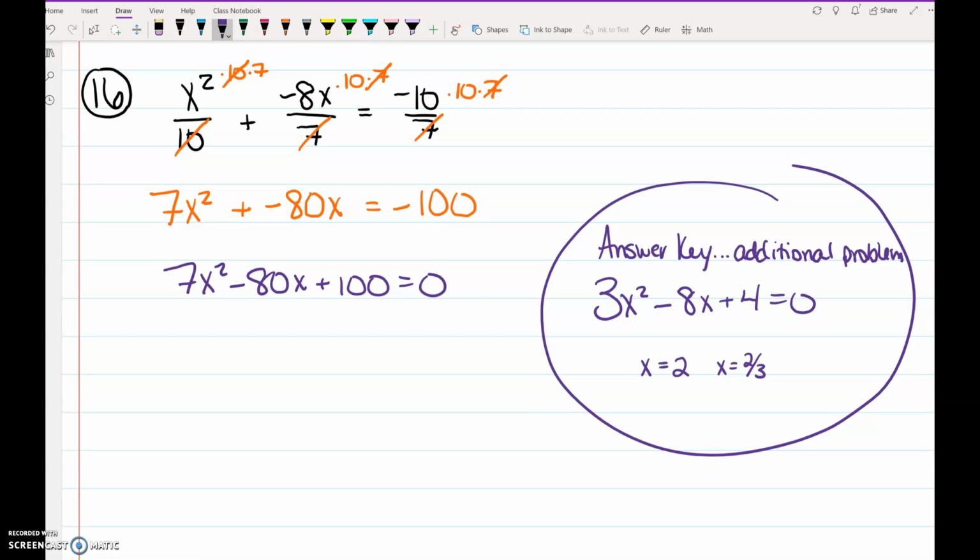The reason I put that one on there is that when you get to this step on number 16, it's probably going to look more like the alternate factoring problem I gave you. It'll be an easier problem to factor.